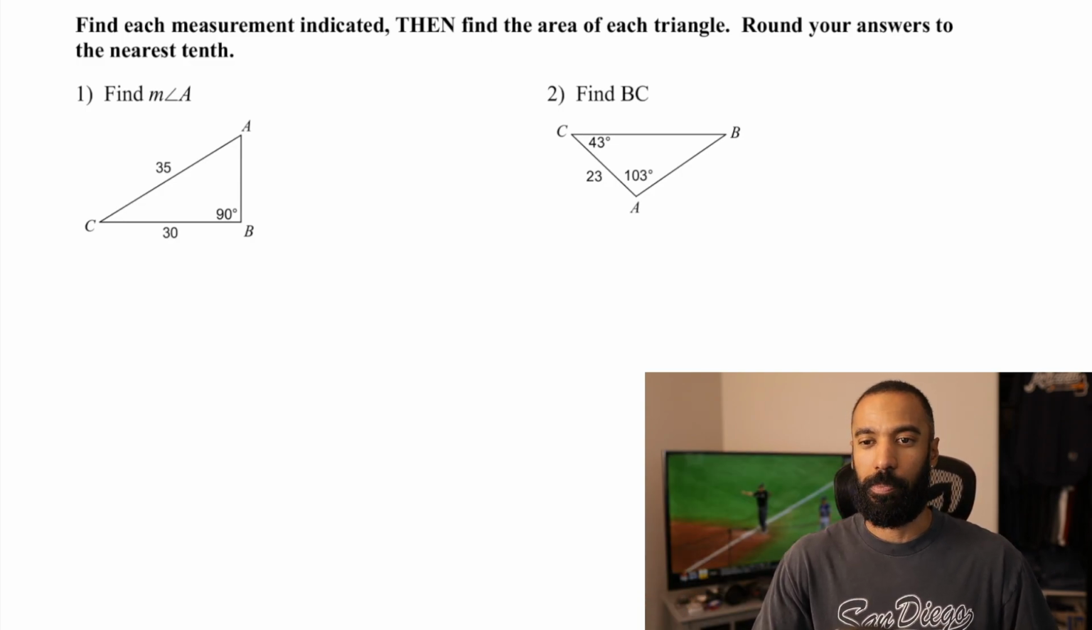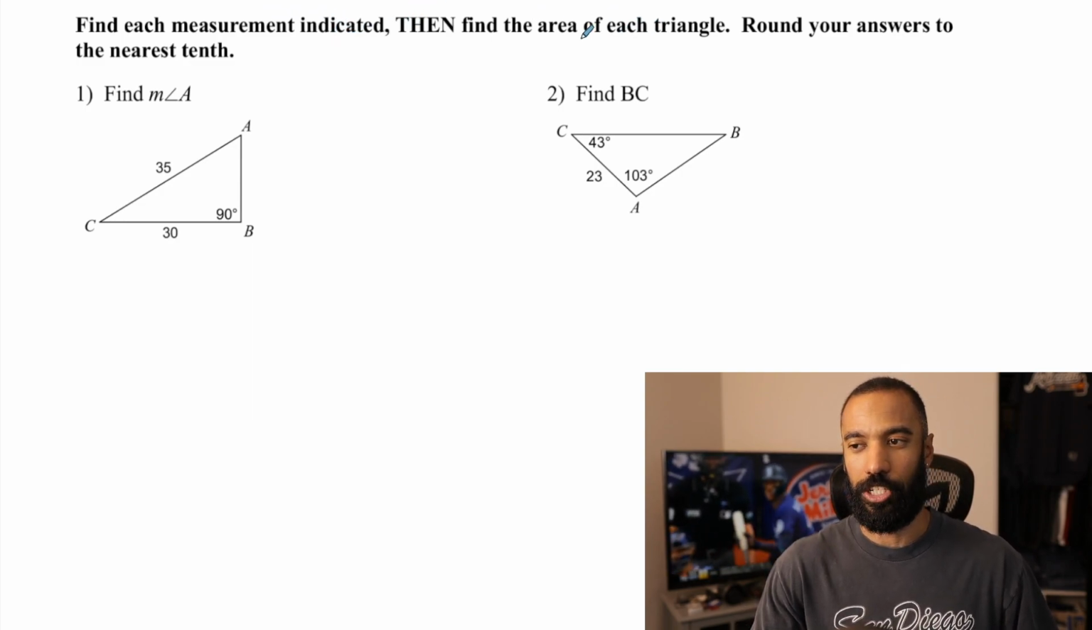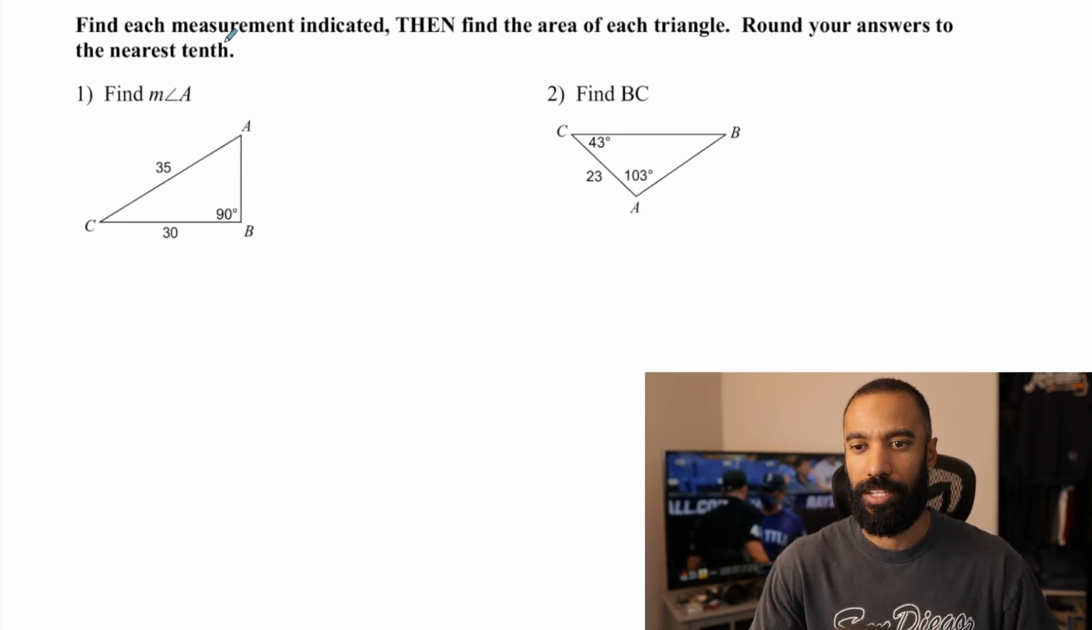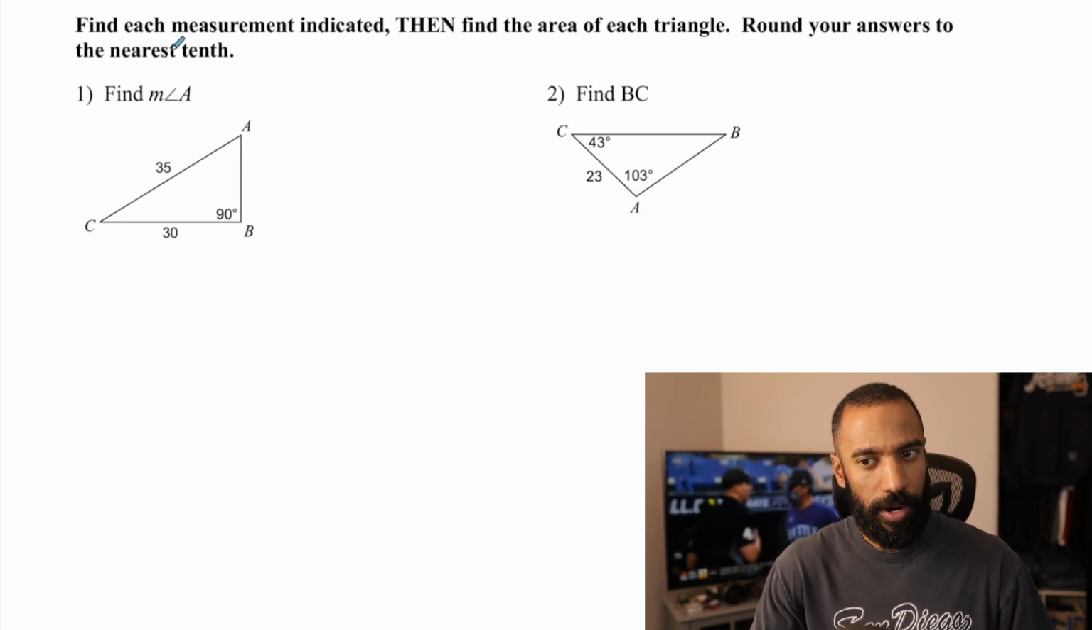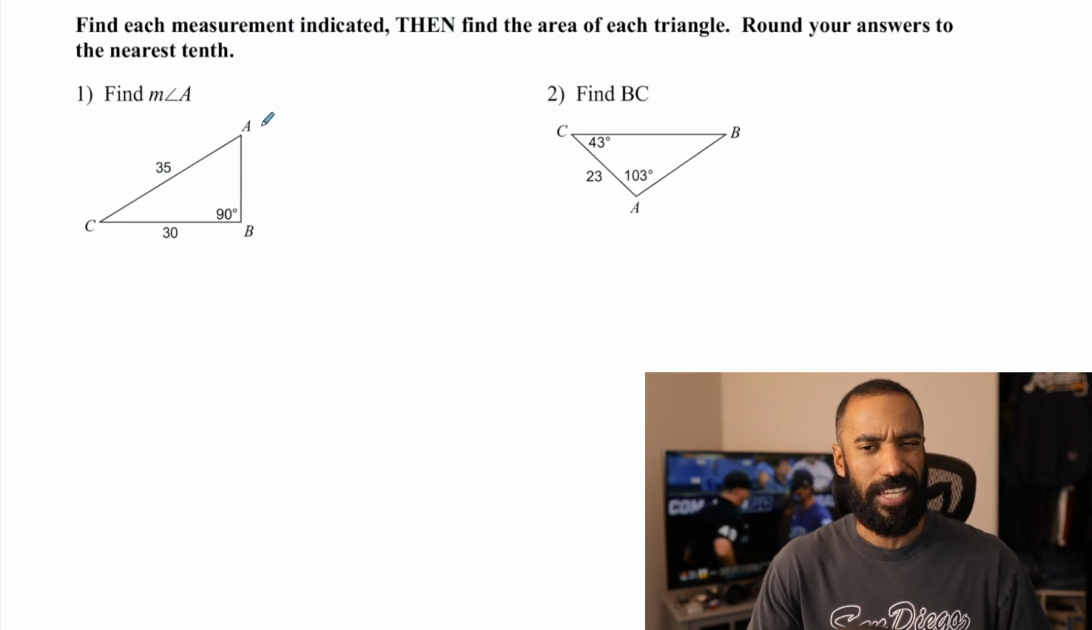All right, first problems here. Find each measurement indicated, then find the area of each triangle. Don't let me forget to do that, because I'm sure I could. Round your answers to the nearest tenth. And for the most part, outside of maybe the area portion, they tend to land as integer answers the way that they're set up here.